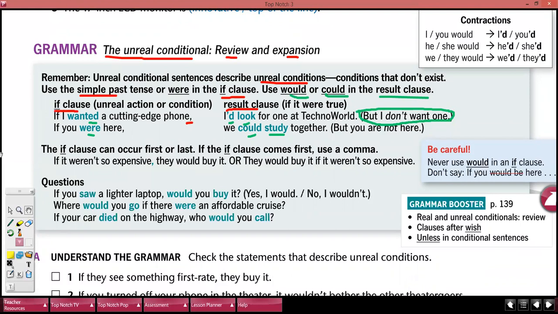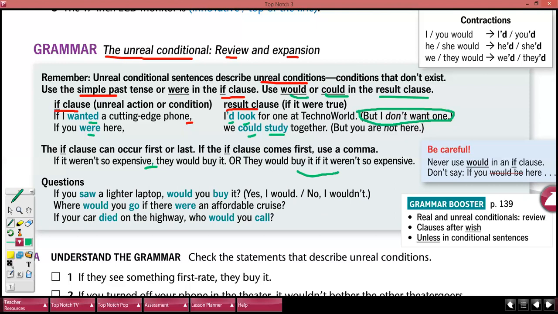All right, so here's what I have in the example. I'm sorry, I got distracted with the note. If it weren't so expensive, they would buy it. Or they would buy it if it weren't so expensive. If you check, we have a comma in here, but not in here, because we have the result clause first and the if later. But there is no difference. The idea is the same.